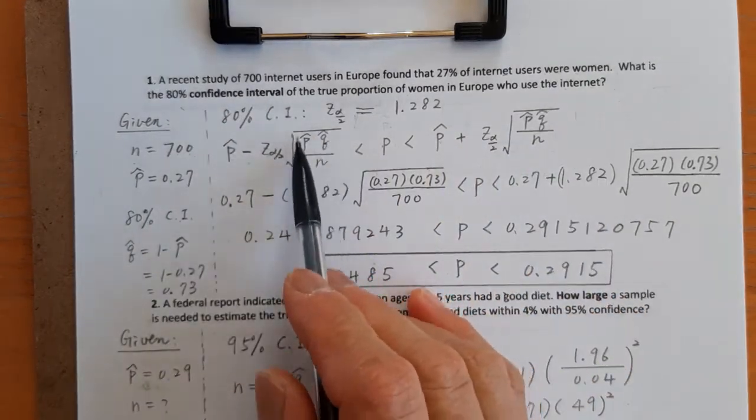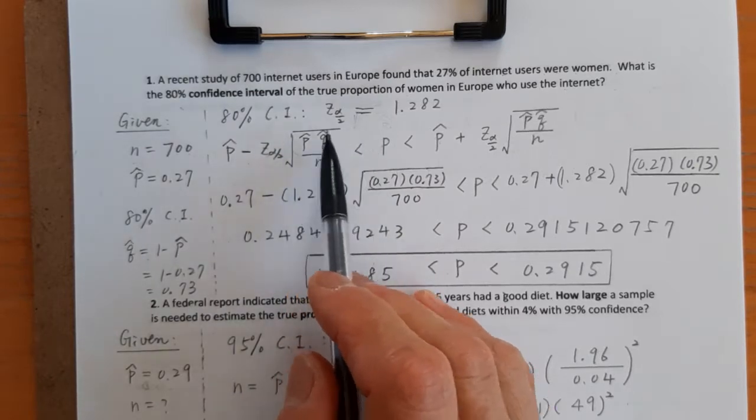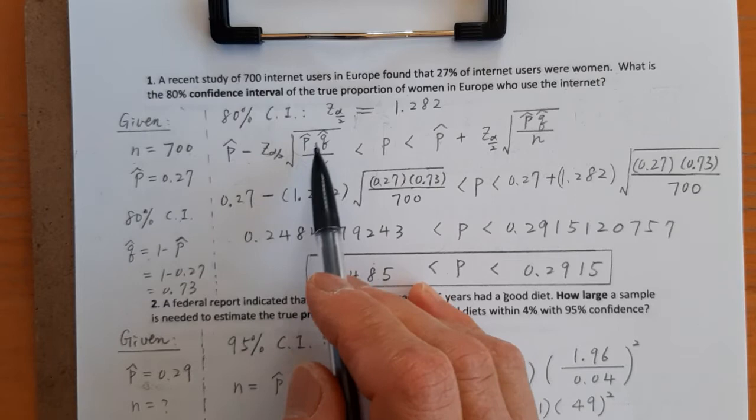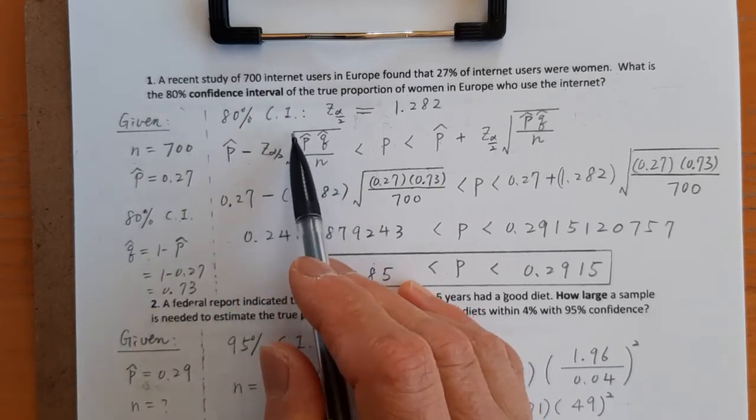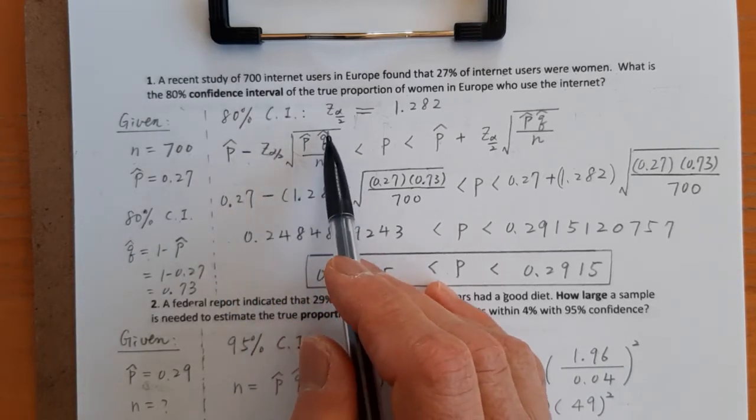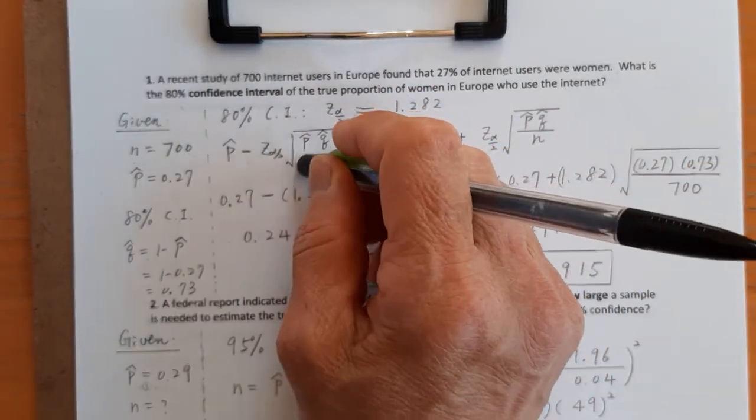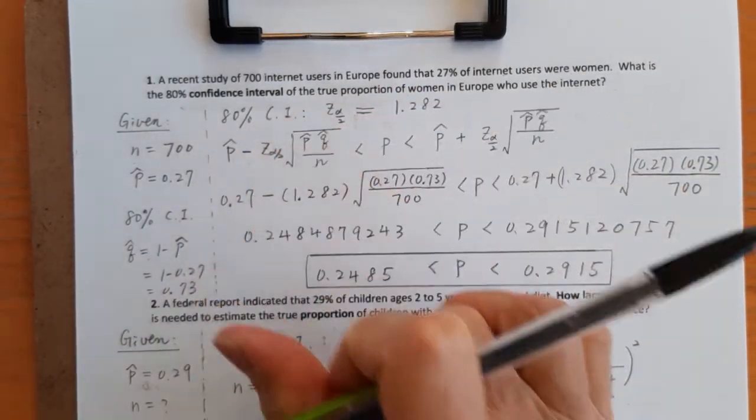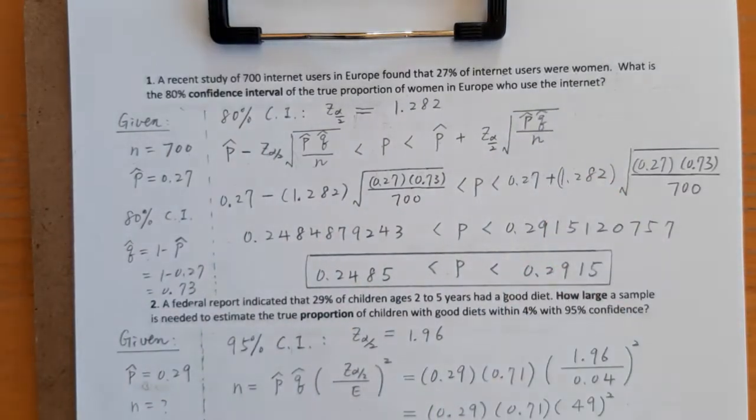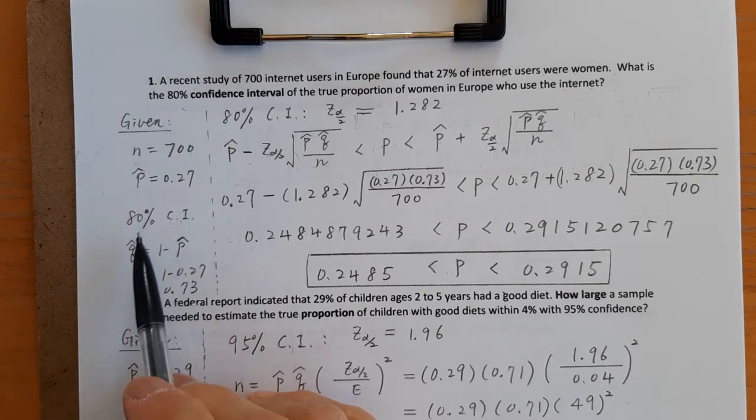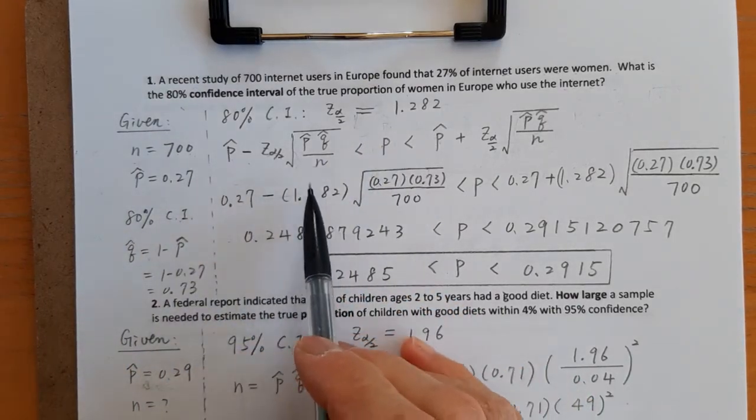This one is the standard deviation. This is the sample standard deviation, s for proportion, equals the square root of p hat q hat over n. That's the standard deviation, s for the sample standard deviation. And the confidence interval is 80%. For proportion, we always use the z-score.